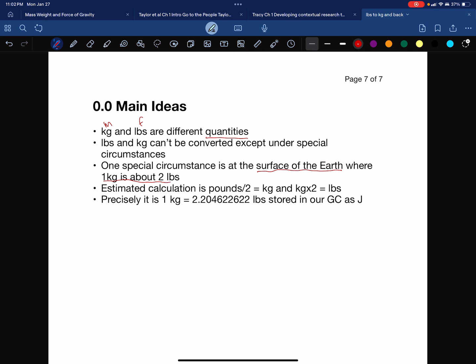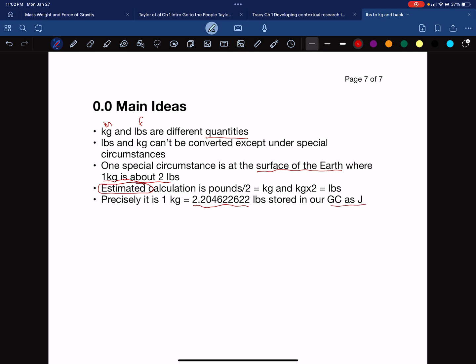So if we wanted to do an estimate, we take the number of pounds and divide it by 2, or take the kilograms and multiply by 2, and that's going to give us an estimate. Lastly, the precise value is 1 kilogram is 2.204622 pounds, and we store that in our calculator as J.